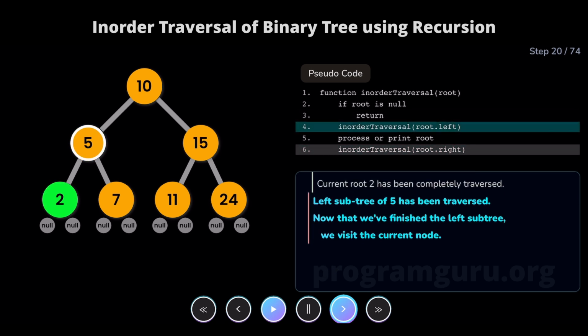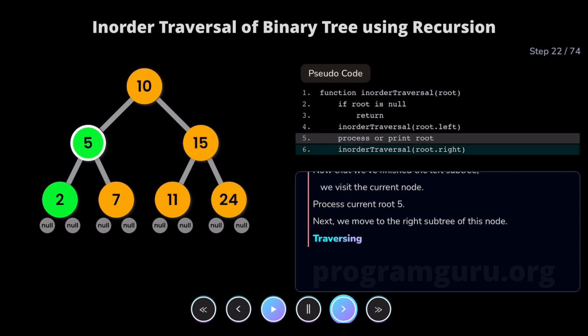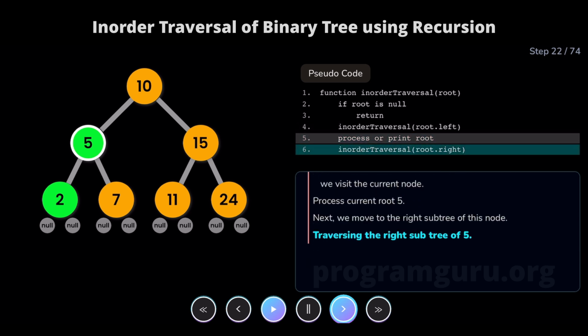Left subtree of 5 has been traversed. Now that we've finished the left subtree, we visit the current node. Process current root 5. Next, we move to the right subtree of this node, traversing the right subtree of 5.